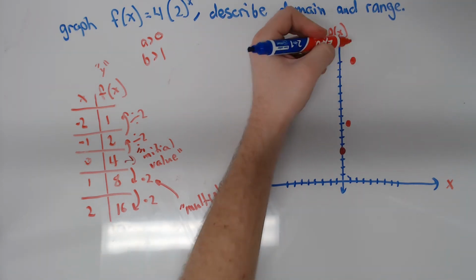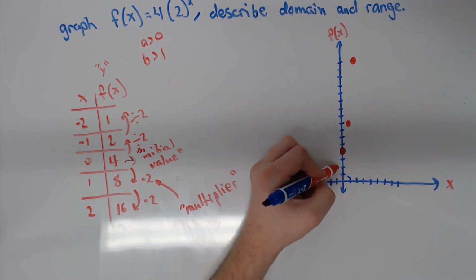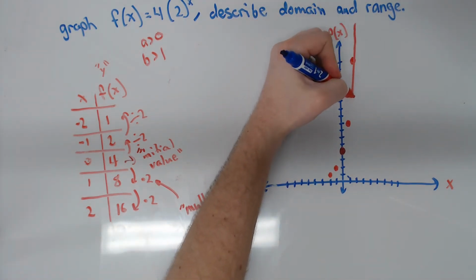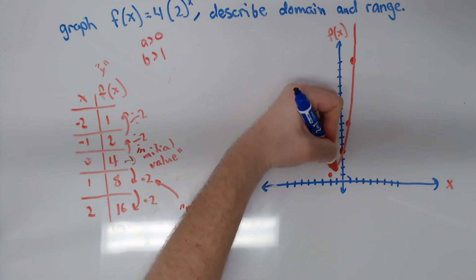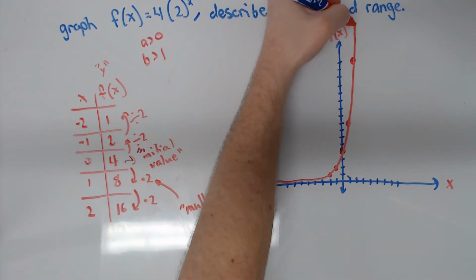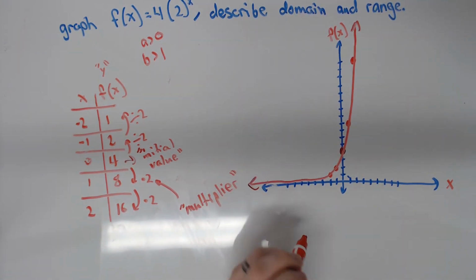It's going to get really steep, like exponential functions tend to do. Then I've got -1, 2, and -2, 1. And it's going to make this very steep exponential graph. And I'd like you to show that it's never going to cross the x-axis. Do not let that line cross the x-axis.